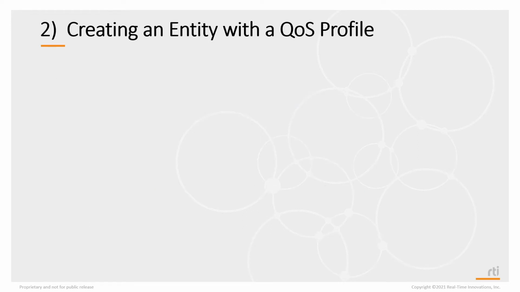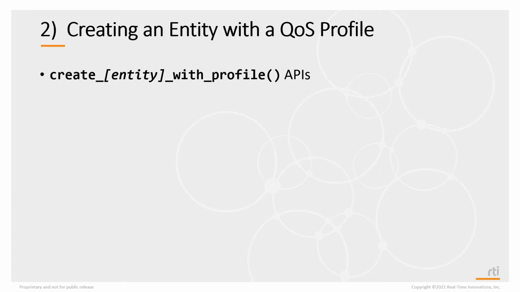Creating DDS entities with QoS profiles is the preferred, best practice way of creating DDS entities. You should always try to create an entity with a QoS profile, and you can do that with the create entity with profile API. So this API is available for all DDS entities: create participant with QoS profile, create data reader with profile, create data writer with profile, for example.